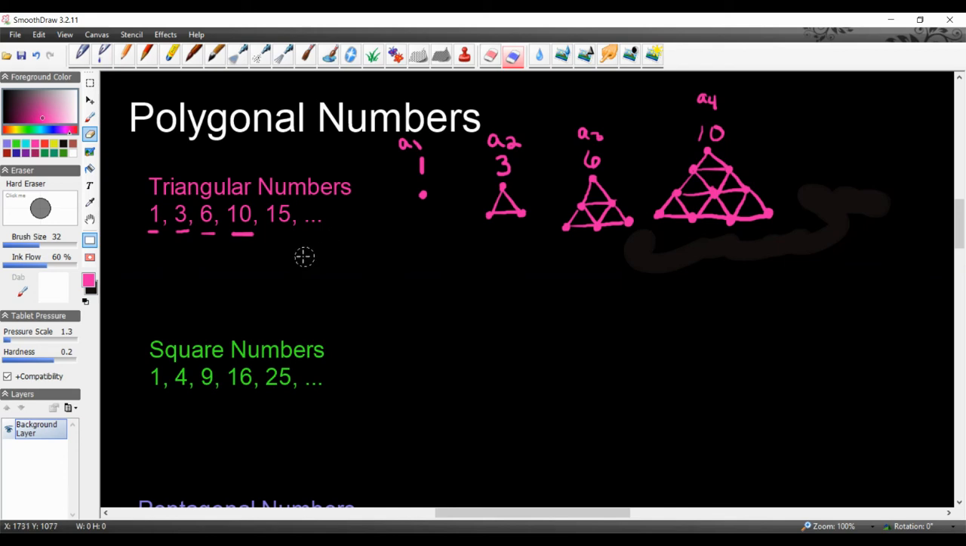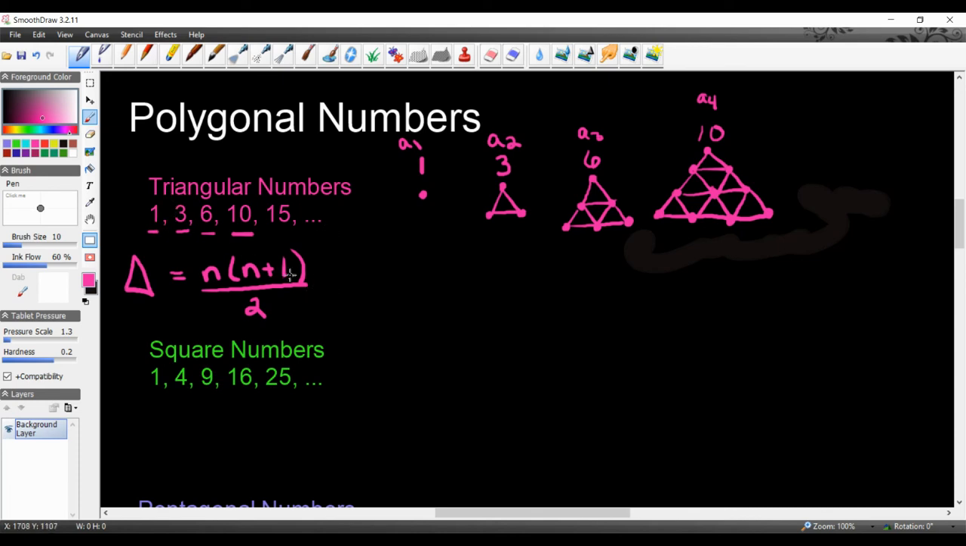I'm not going to make you come up with it. I'm actually just going to give it to you. The formula for this is equal to n times n plus 1, divided by 2. So these are for the triangular numbers.